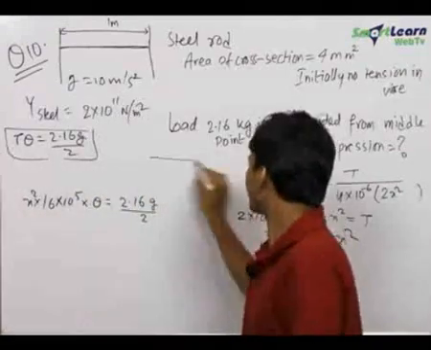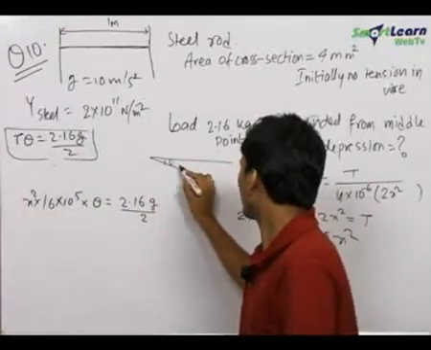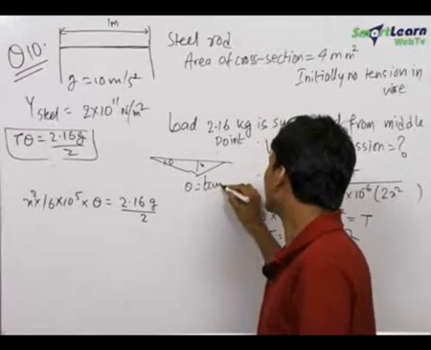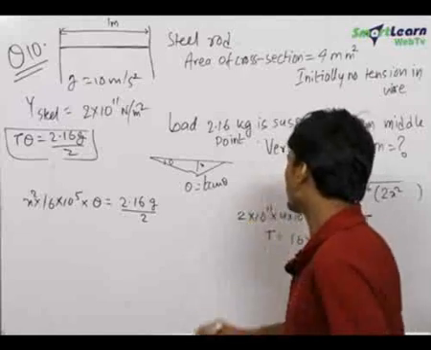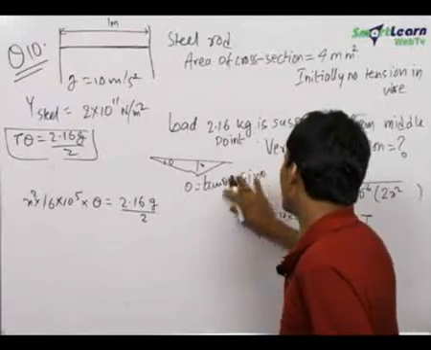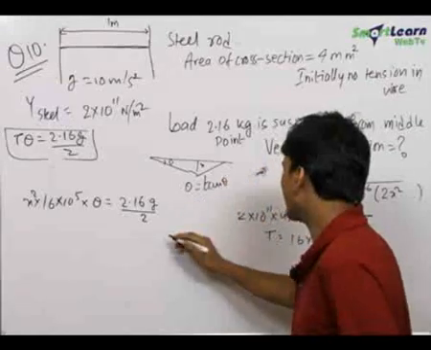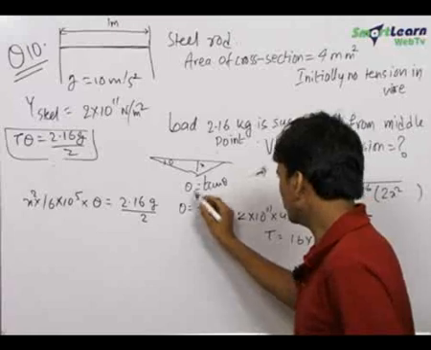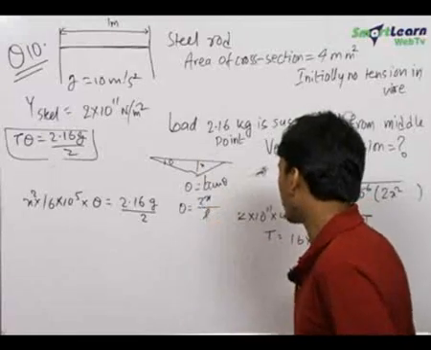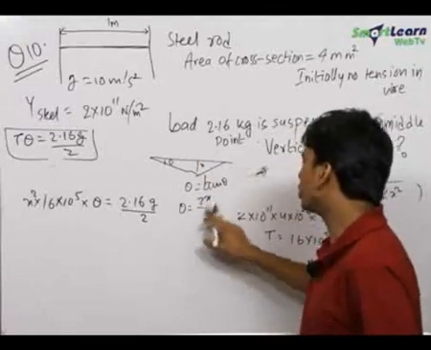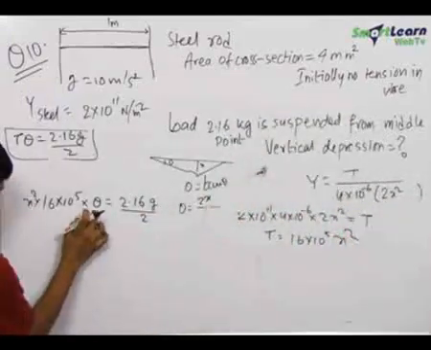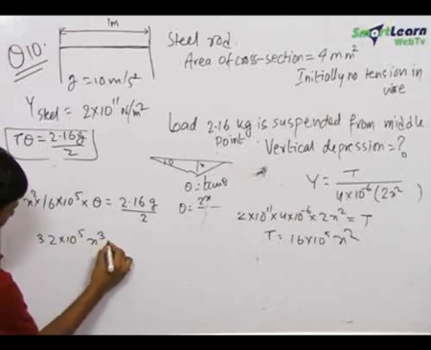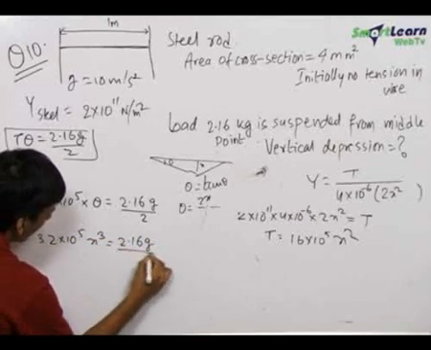Now theta can be written to be equal to tan theta. Since theta is very small, this can also be written as sin theta, but we will use tan theta here because we need x. Therefore, theta is equal to x upon L by 2, that is 2x upon L. L is equal to 1 meter, therefore theta is equal to 2x. We substitute theta by 2x to get 32 into 10 raised to the power 5 into x cube is equal to 2.16 g upon 2.